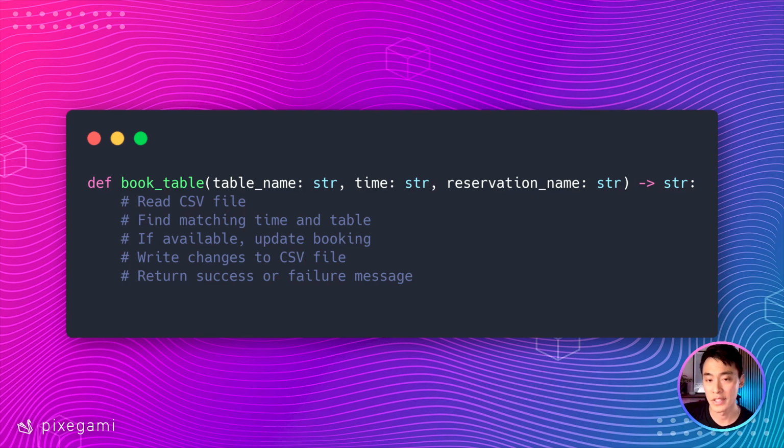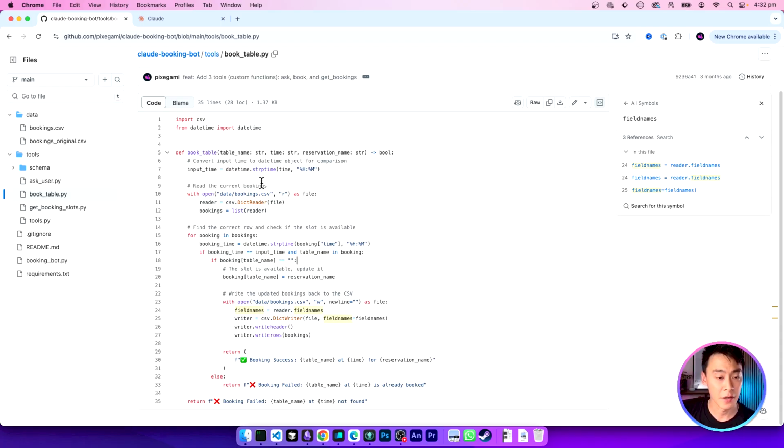Finally, here's our last tool, the book table function. This one is also pretty self-explanatory. It will attempt to book a specific table and time for a given reservation name. It updates the CSV file if the booking is successful and returns either a success or an error message. And then again here, this is the code implementation of that function.